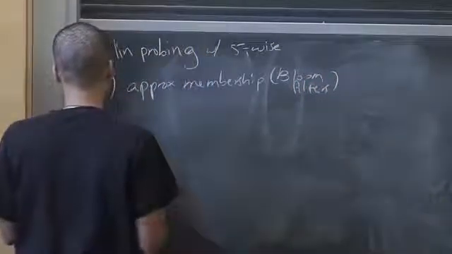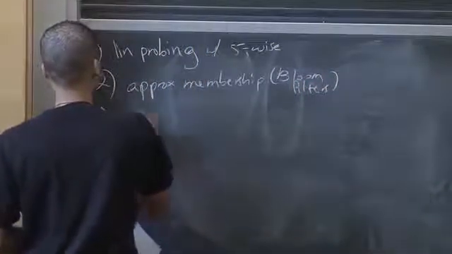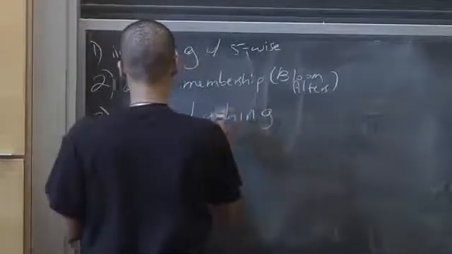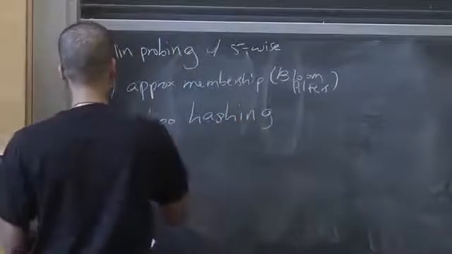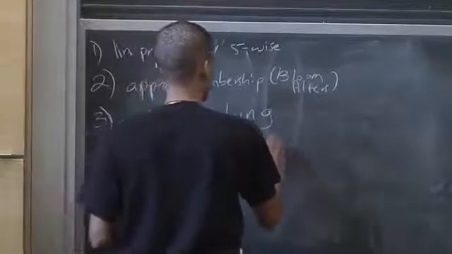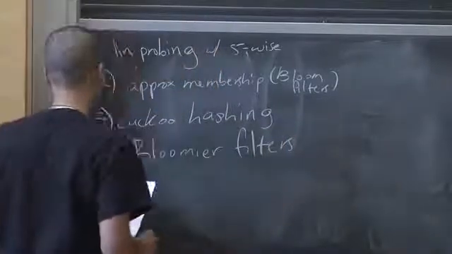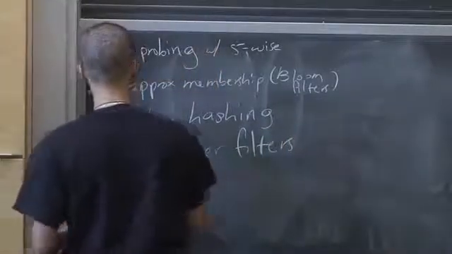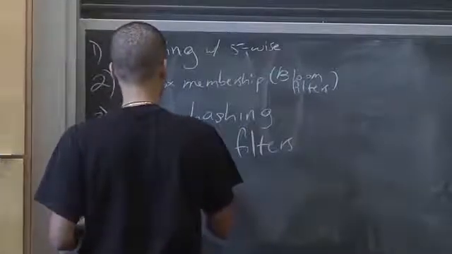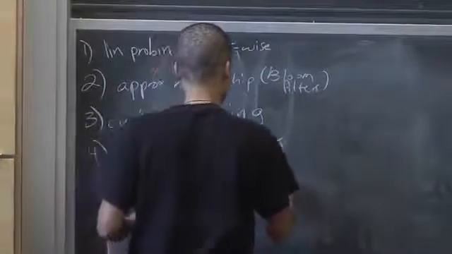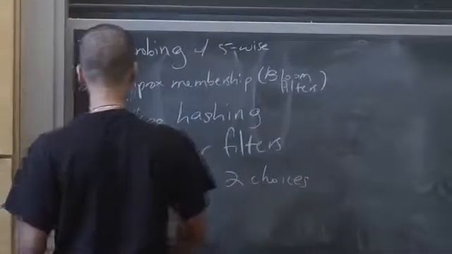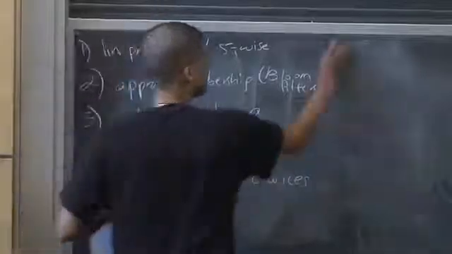I'm going to talk about cuckoo hashing, and Bloomier filters, which solve a different problem than Bloom filters. Then a generalization: I'll say a little bit about the power of 2 choices. And 6 is, well, I might say some other stuff. Okay, so.